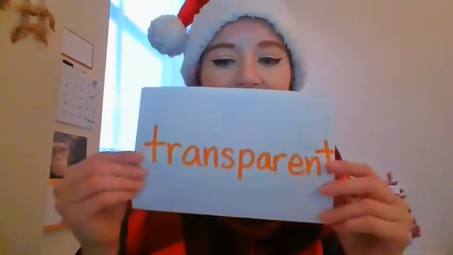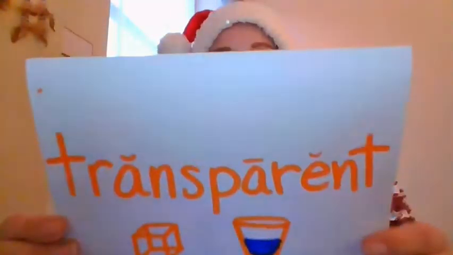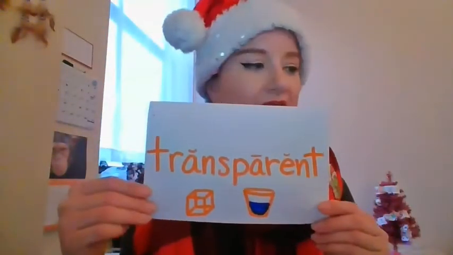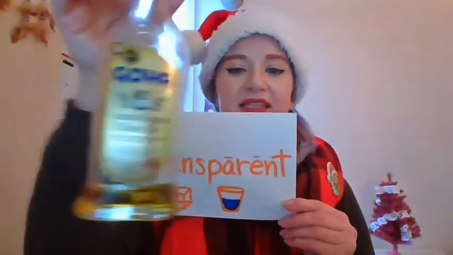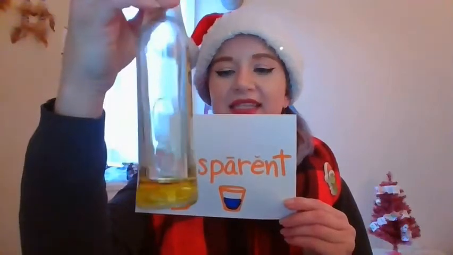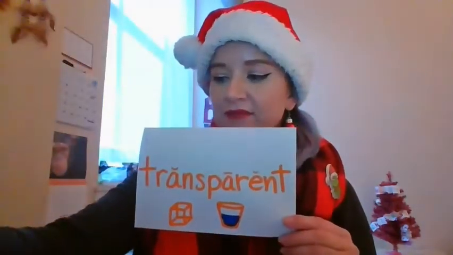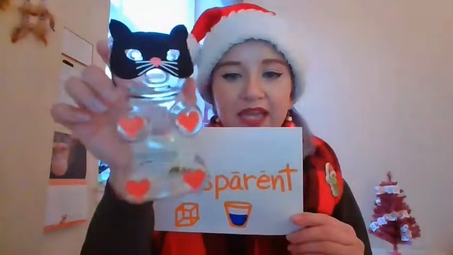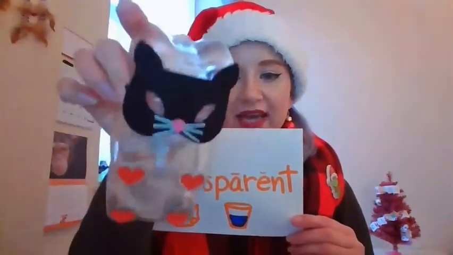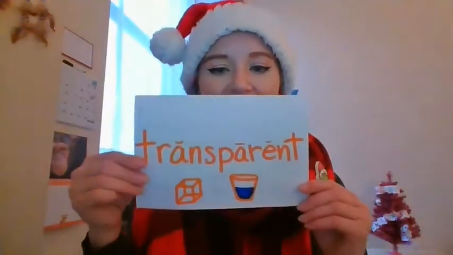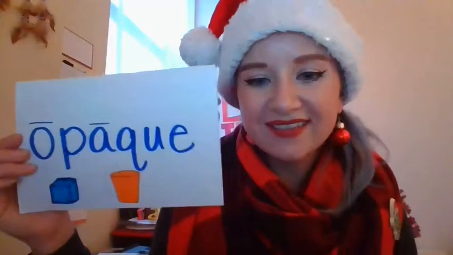Transparent means that you can see through it. Like this bottle of olive oil that I have, it's important that it's transparent, so that I can see how much olive oil I have left. So this bottle is transparent. Also, my little kitty cat piggy bank is transparent, so I can see how much change I have in the bank. So again, transparent means that you can see through it.